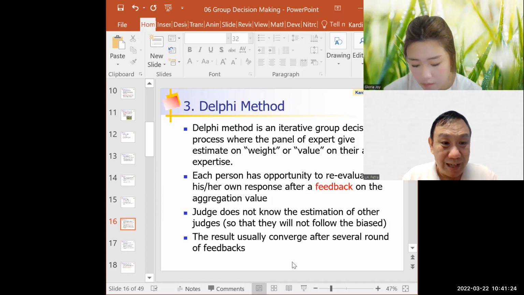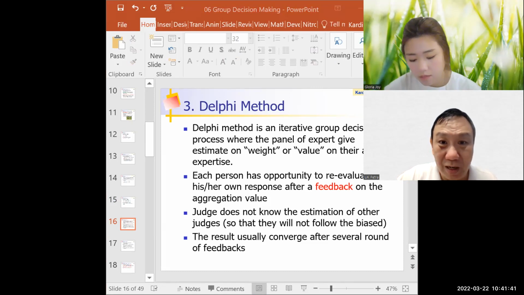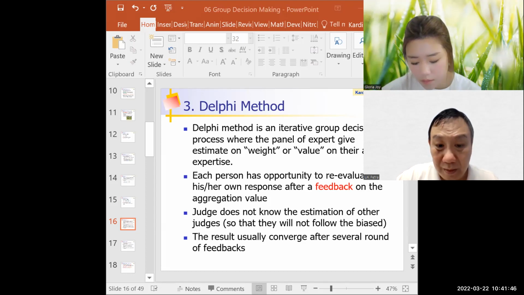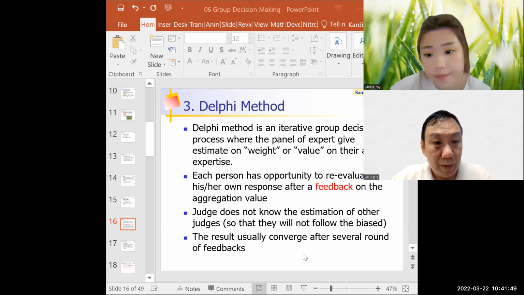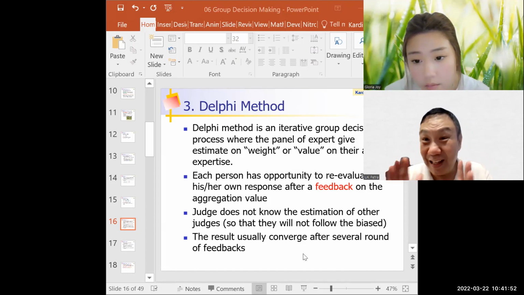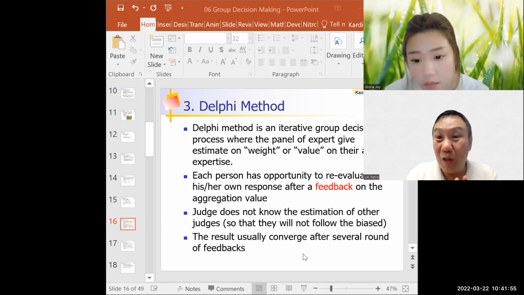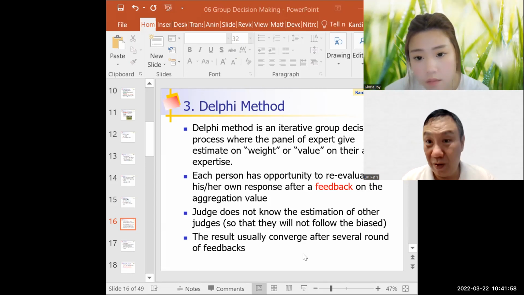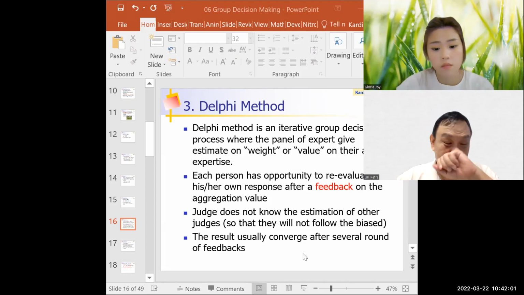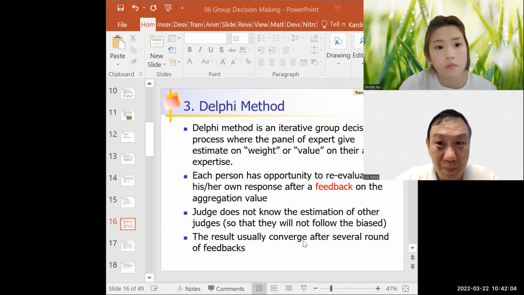The judge does not know the estimation of other judges, so that they will not follow the crowd. It's important not to follow the crowd in this group decision. Let's practice this. The result will usually converge after several rounds of feedback. If we practice, then we will understand the meaning of the Delphi method.